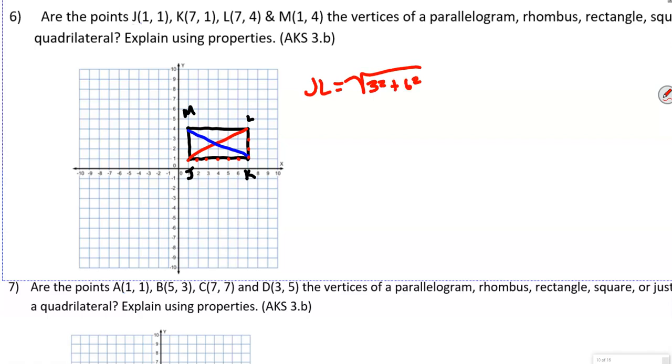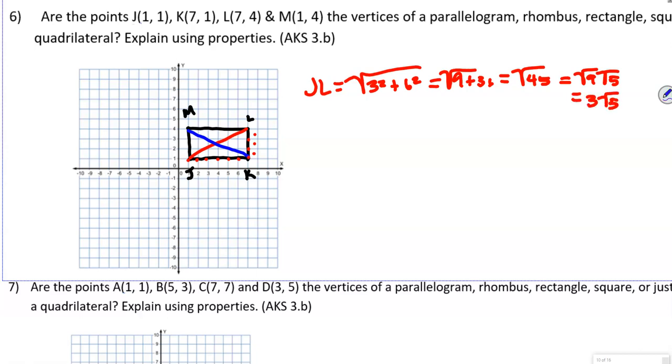Was it 6, y'all? Yep. Okay, so that's going to be, wait, was it 3? Wait, 1, 2, 3. I don't know why I had 4 on my paper. So 9 plus 36 is equal to 45, right? And if you were to say, what is that in the simplest radical form, we could say that's the square root of 9 times the square root of 5, which would be 3 square root of 5, okay?